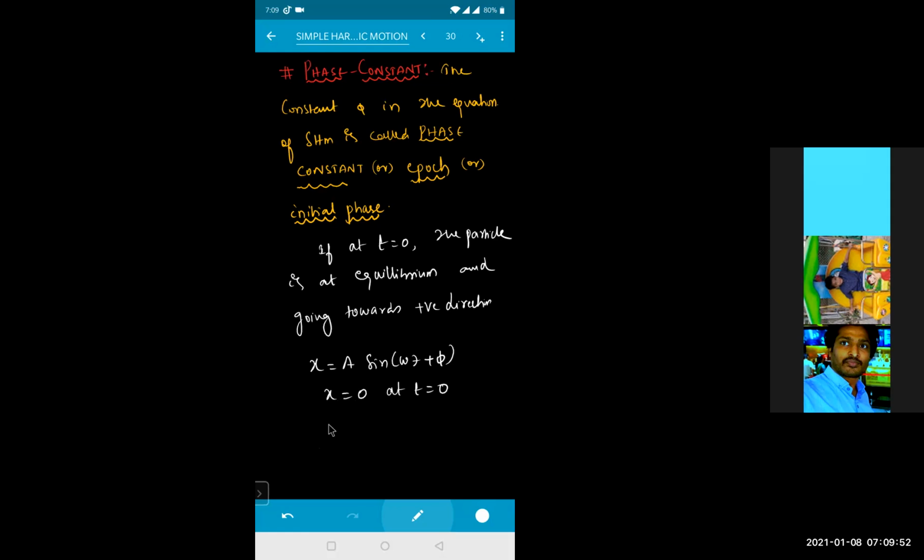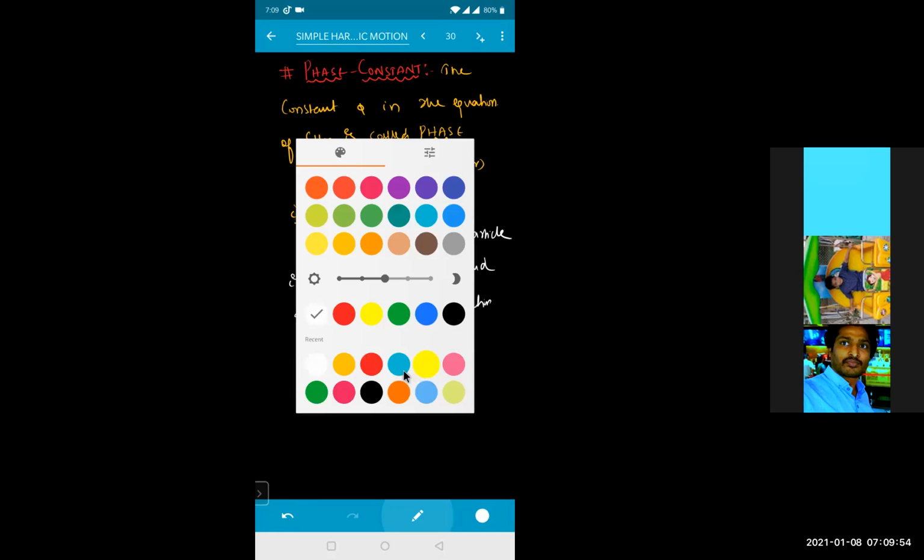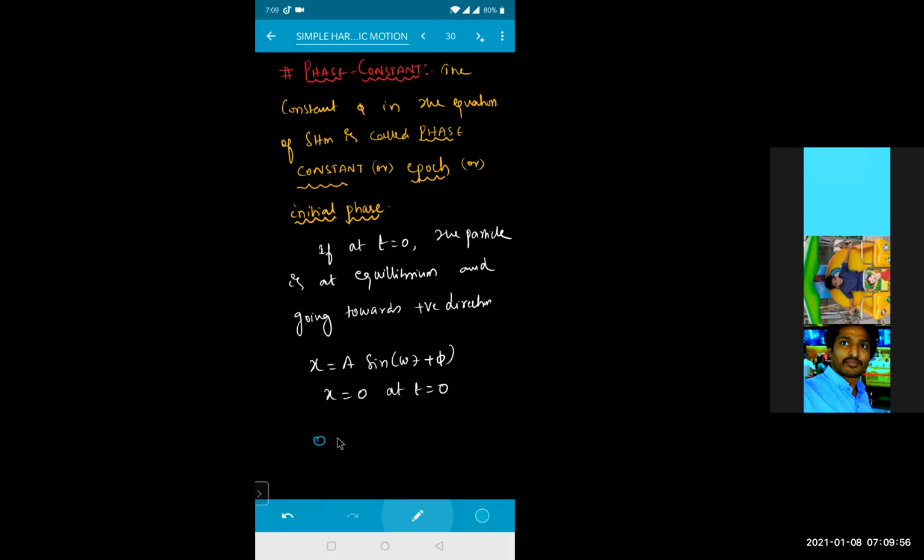I'm writing the equation. From this equation, take x equals 0 and substitute in it. So it is A into sine of omega into t, where t value is 0, plus phi. Can I write like this? So this will become sine of phi. Sine phi will be equal to 0, because 0 divided by anything will be 0.